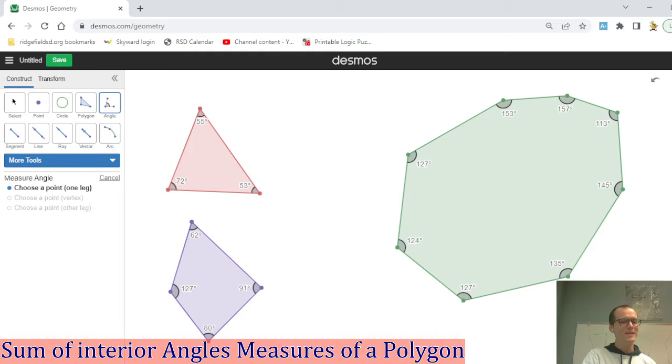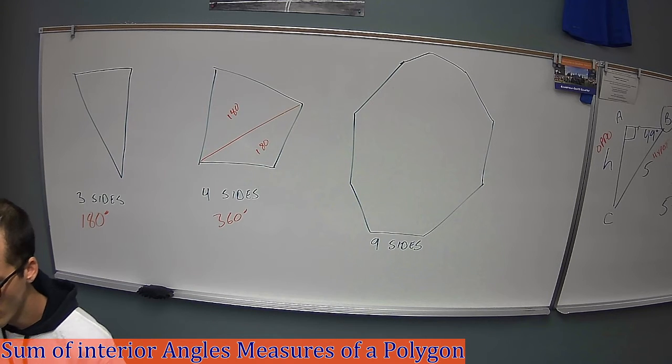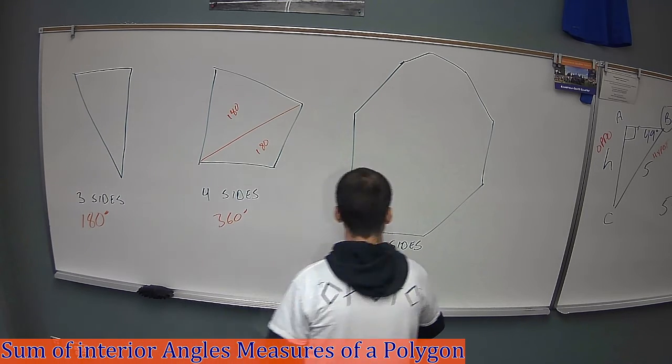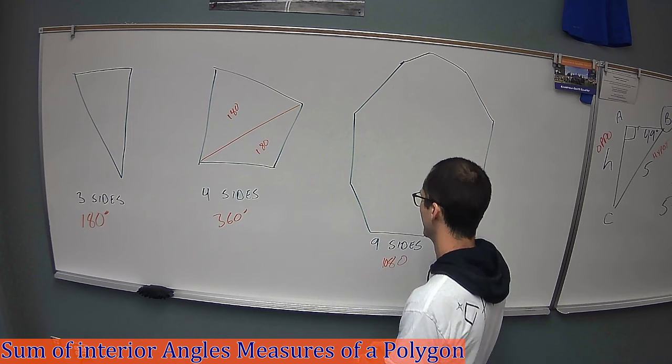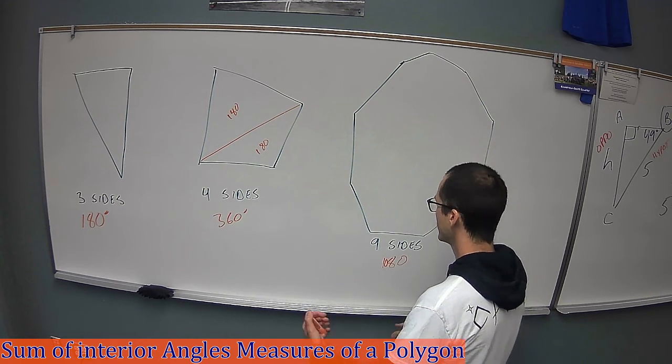So not perfect, but the sum of these 9 angles should be 1080. So I'm going to go ahead and transfer that information up here. Oh, 1080. Forgot that number right there. All right, so what can we take away from this?